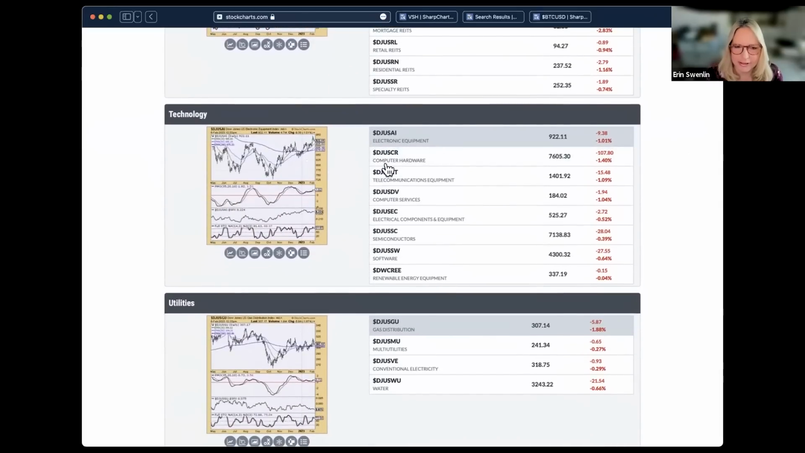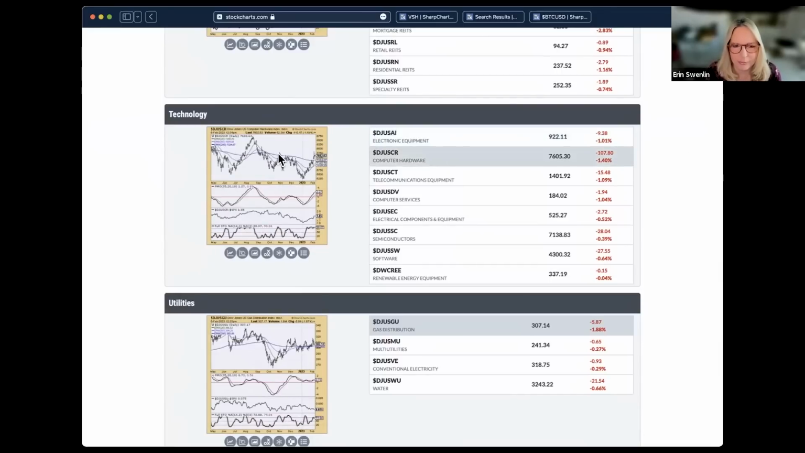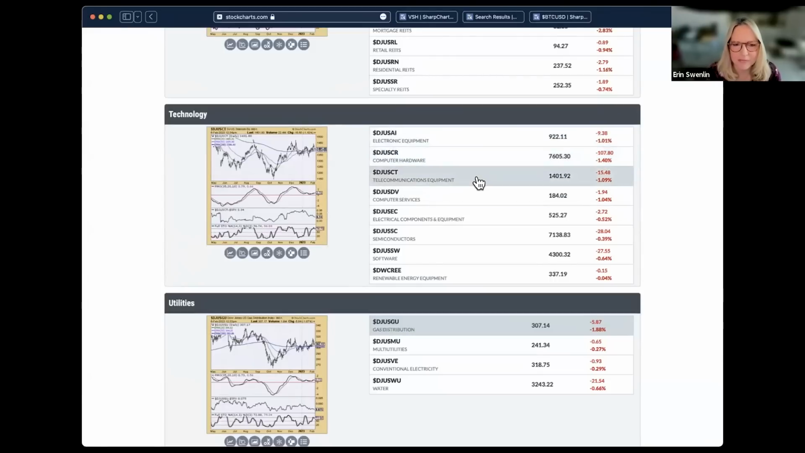We are looking at electronic equipment, nice breakout, pull back to the breakout point. So that's looking pretty good. Computer hardware really making a move, big breakout above the 200. You can see that the PMO is rising strongly and is not yet overbought. That means we could still see some more rally out of this internal strength. So computer hardware looking pretty good.